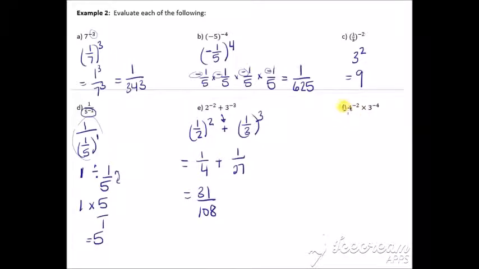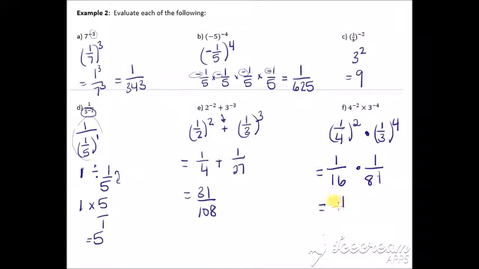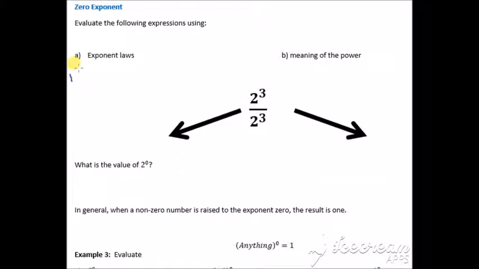Okay, last one here. 4 to the negative 2 becomes 1 over 4 squared. And then we're going to multiply it by, instead of 3, 1/3 to the exponent 4. So 1 squared is 1, 4 squared is 16. We're going to multiply that by 1 to the exponent 4 is 1, 3 to the exponent 4 is 81. So all we're doing here is 16 times 81. We get 1296. So 1 over 1296.